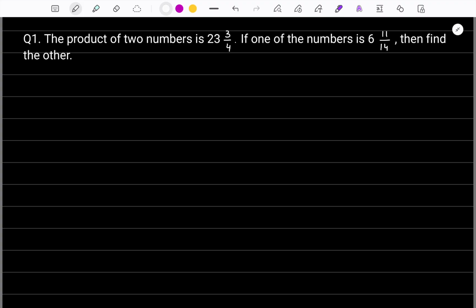In this question, it says that 6 11 by 14, when multiplied with a number which is not given over here, so we take this number as x, gives us the product of 23 3 by 4. So here we have two mixed fractions, and when we convert them into improper fractions, we get 95 by 14 for the first one and 95 by 4 for the second one. We write rest of the equation as such. So 95 by 14 into x is equal to 95 by 4.